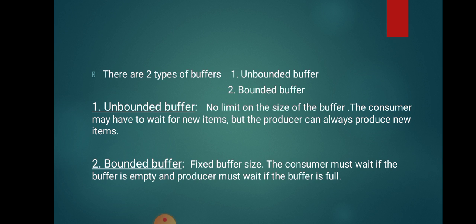So unbounded buffer means there is no limit on the size of the buffer. Unbounded means there is no boundary, so there is no size for that buffer. The consumer may have to wait for new items, but the producer can always produce new items because there is no fixed size in an unbounded buffer.